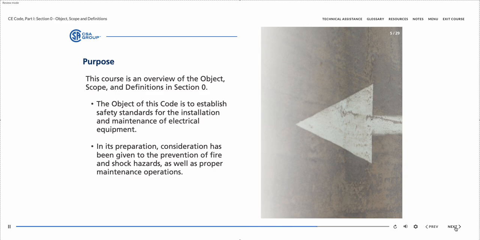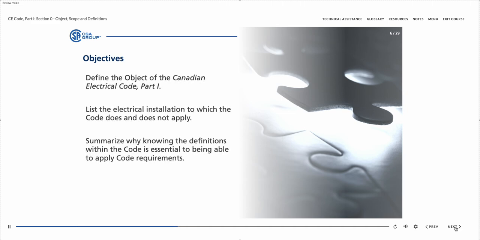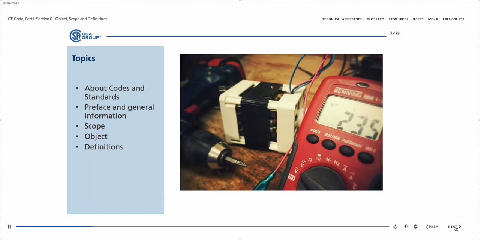The purpose is why you are taking this learning. To directly support the purpose, this learning has identified objectives. Here is what you will learn as you take this training. This training is divided into topics. These topics build on each other, so a best practice is to review them in the order they are presented.